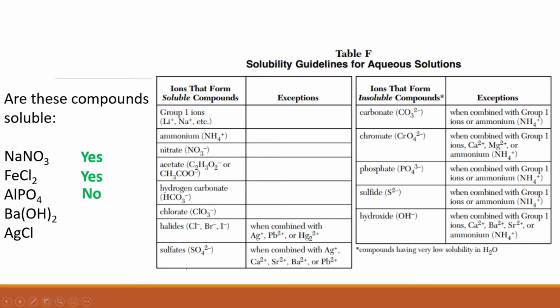What about barium hydroxide? Barium hydroxide is soluble. I look, barium is not in the main column of either, but hydroxide is. Hydroxide is normally insoluble, but barium is an exception. So the exception to the insoluble rule is soluble.